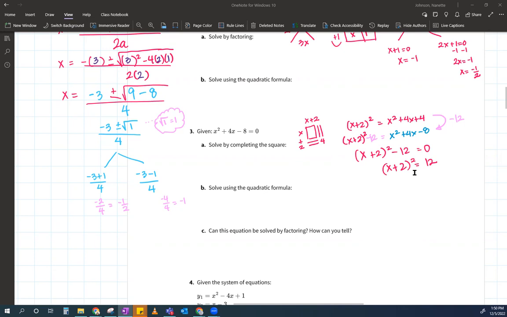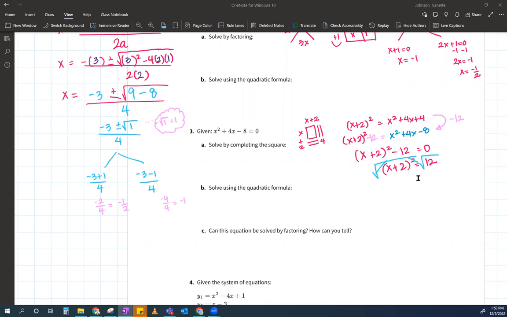Everybody says, yes, I square root, but don't forget the what, Miss Johnson. Yes, the plus and minus. Awesome work. I am so proud of the way you guys are learning this. Very proud. Okay, so x plus 2 equals 2 plus or minus the square root of 12.